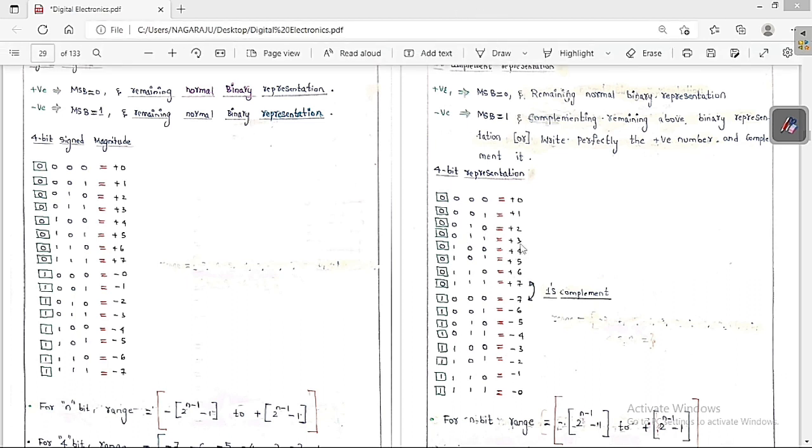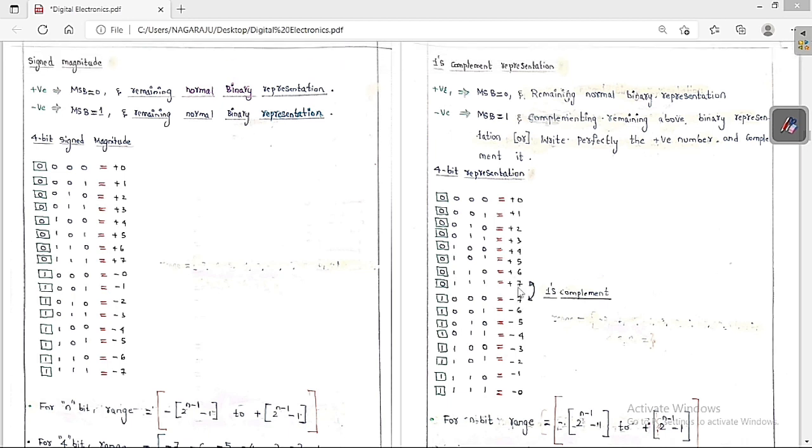Vice versa is also true. This is the point that we always have to understand. Now, here the MSB 0 means positive: plus 0, plus 1, plus 2, plus 3, plus 4, plus 5, plus 6, plus 7. If you complement plus 7, we are going to get 1, 0, 0, 0, which is nothing but minus 7. If you do the reverse complement also, we get the same. If you complement again, we get minus 7 and plus 7. If you complement plus 7, we get minus 7, and if you complement minus 7, you get plus 7. This is the point that you always need to understand.